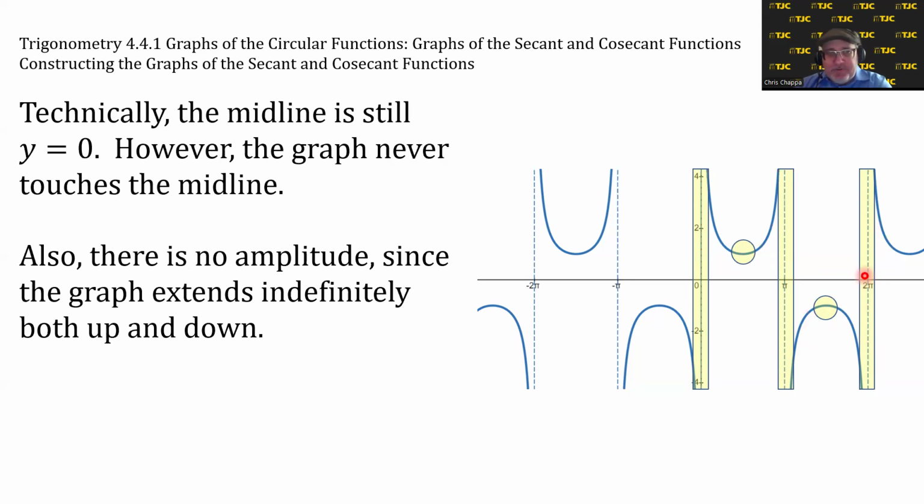Also, there's no amplitude since the graph extends indefinitely both up and down. Now, of course, if we were adjusting the vertical stretch, then we could keep track of the high and the low points to keep track of that multiplier.